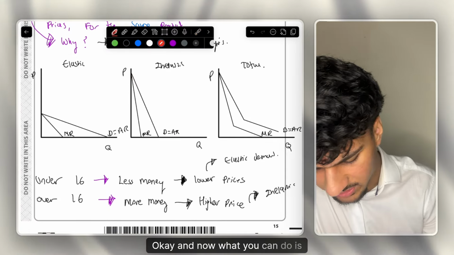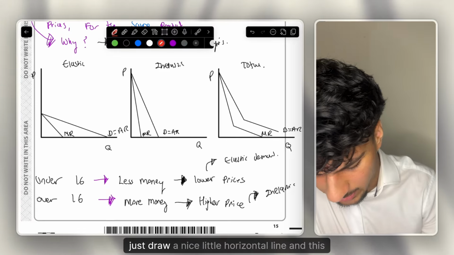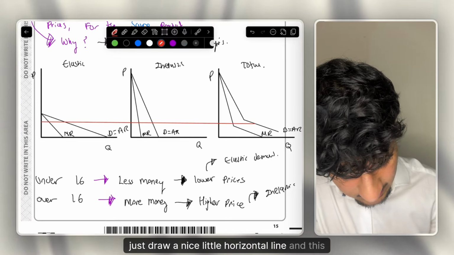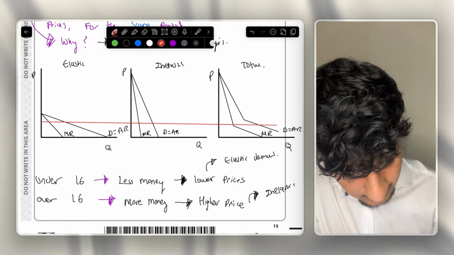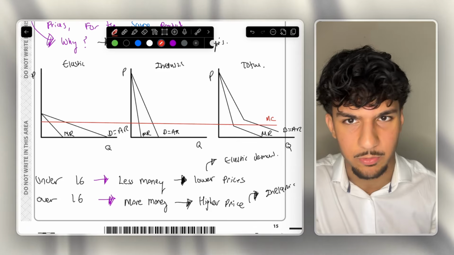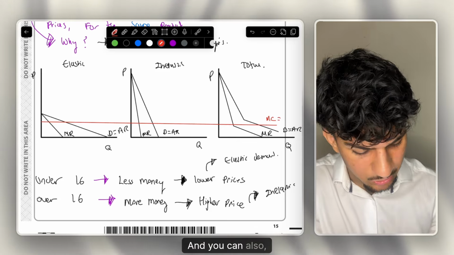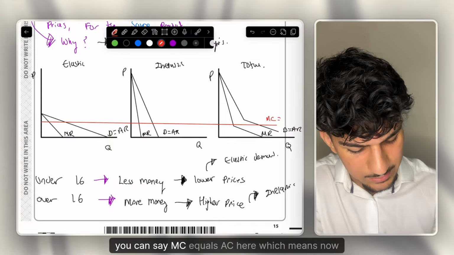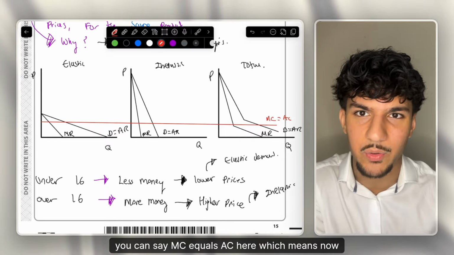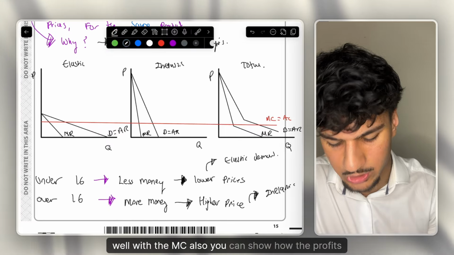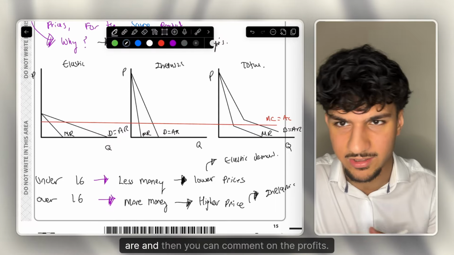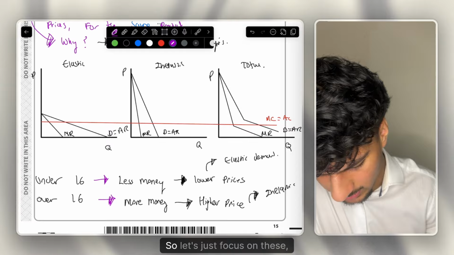Okay, and now what you can do is just draw a nice little horizontal line, and this would now represent MC, marginal cost. So basically, like I said, we're making it into a cost and revenue diagram, and you can also, they do accept, you can say MC equals AC here, which means now, with the MC also, you can show how the profits are, and then you can comment on the profits. So let's just focus on these.